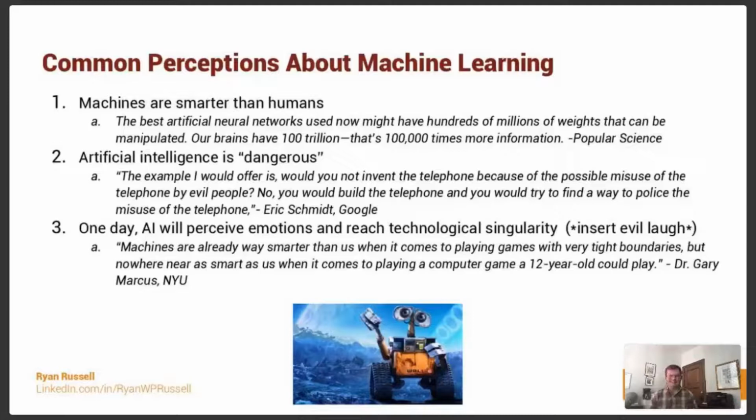Right? The reality is that technological singularity is simply not going to happen. That's simply impossible. Machines are already way smarter than us when it comes to playing games within very tight boundaries. But the reality is, as Dr. Gary Marcus of New York University says, that they're nowhere near as smart as us when it comes to playing a computer game that a 12-year-old can play. Right? What Dr. Marcus means by this is that humans have a level of reason and a level of emotion and logic that machines will not be able to ever do.